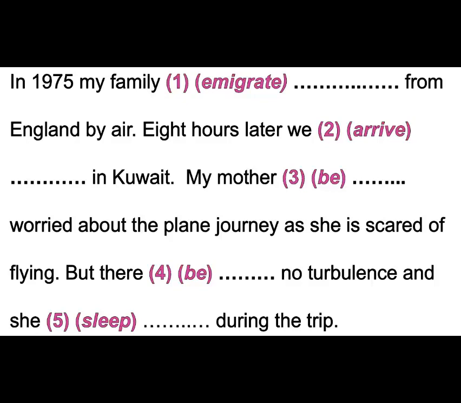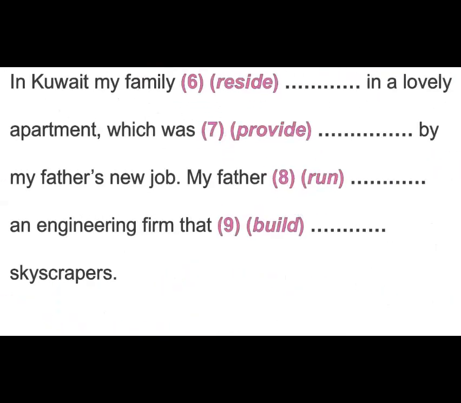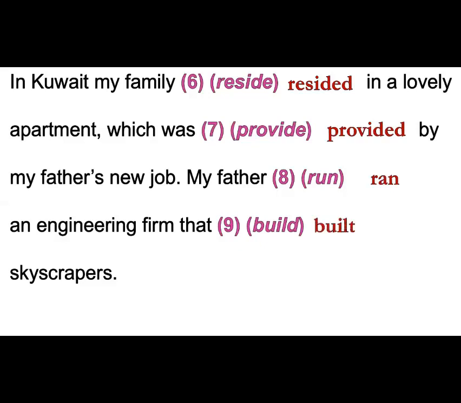In 1975, my family emigrated from England by air. 8 hours later, we arrived in Kuwait. My mother had been worried about the plane journey as she's scared of flying. But there was no turbulence and she slept during the trip. In Kuwait, my family resided in a lovely apartment, which was provided by my father's new job. My father ran an engineering firm that built skyscrapers.